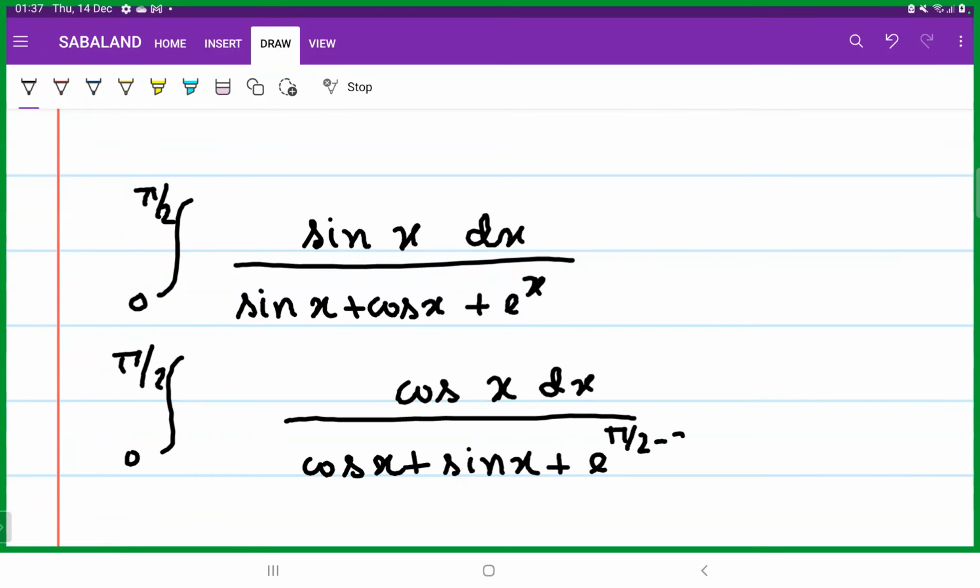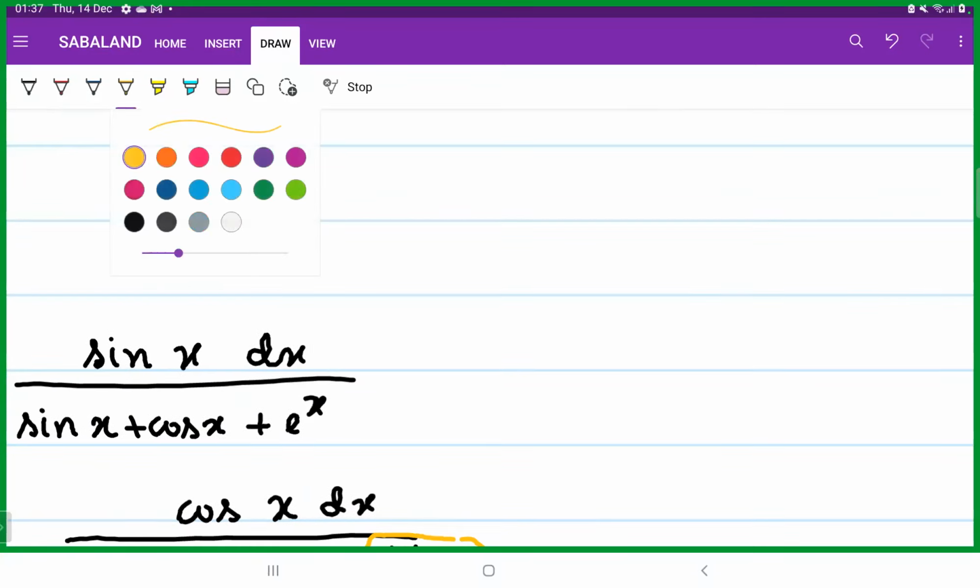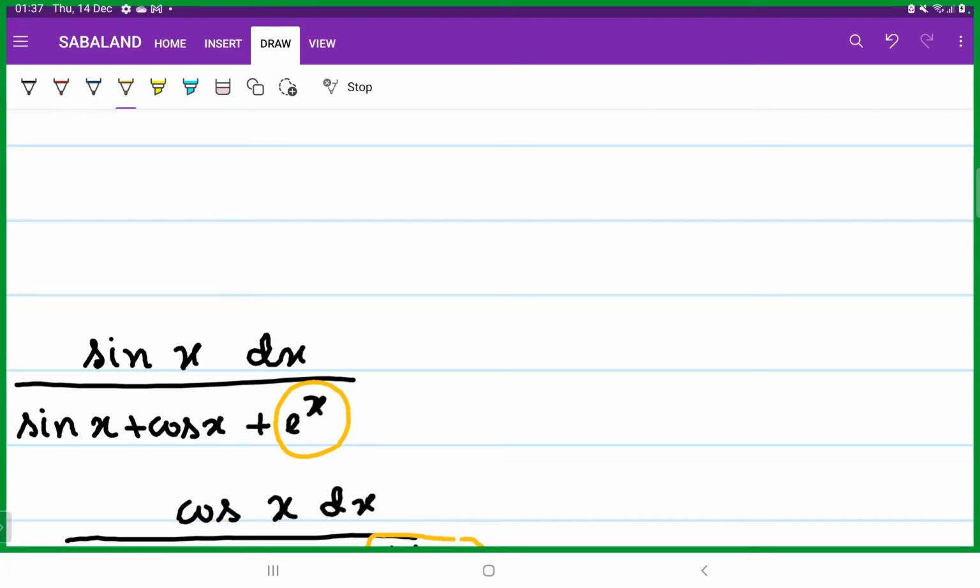So basically in the denominator, we will be left with this mess, e to the power pi by 2 minus x, and we really cannot do anything with it. If we try to write e to the power pi by 2 divided by e to the power x and bring that to the numerator, it will be of no use, because you can't do anything with it. So we have to do something in order to render this e to the power x ineffective.